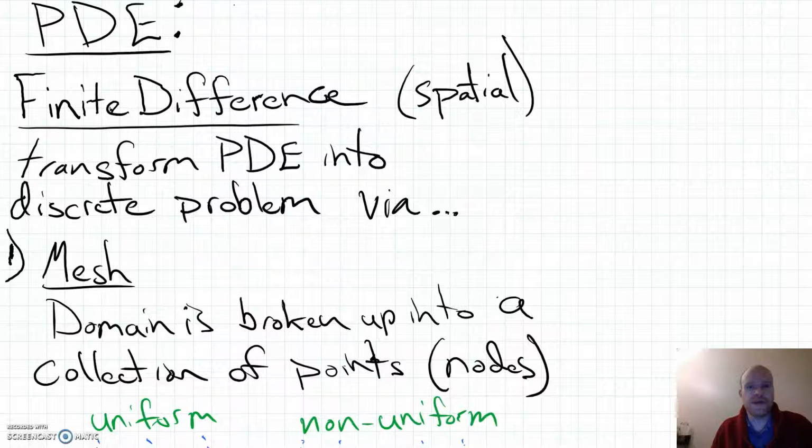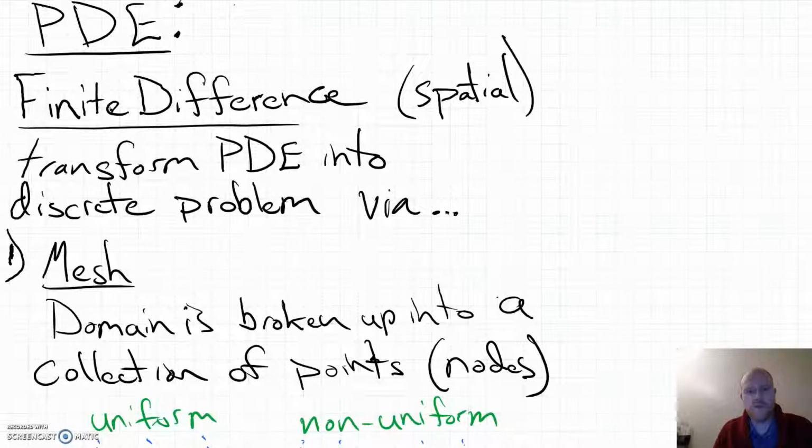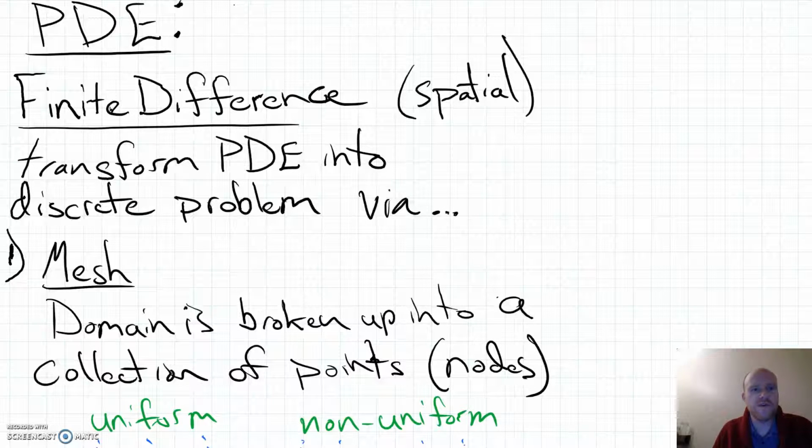Hi, Bryn Swan here to discuss partial differential equations, specifically numerical methods and their discretization and resulting stability. So, starting with one of the two main methods, the first is finite difference for spatial. We're going to be talking about spatial application here.